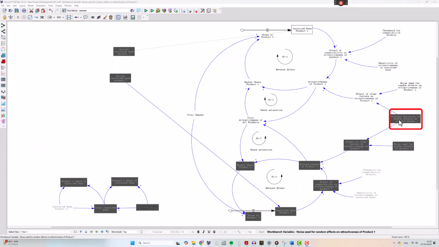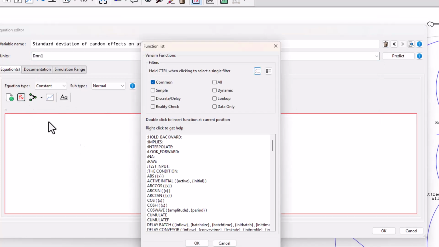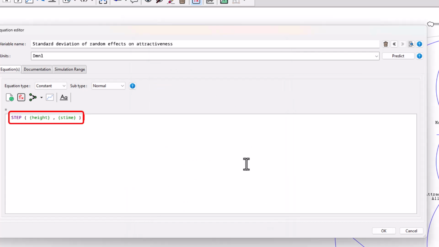And in the standard deviation of random effects on attractiveness, we'll insert a step function. This means that we'll inject a little bit of noise beginning at point 0. We'll actually start the simulation before point 0 at -1. We want to see the inputs of our model as we run it.